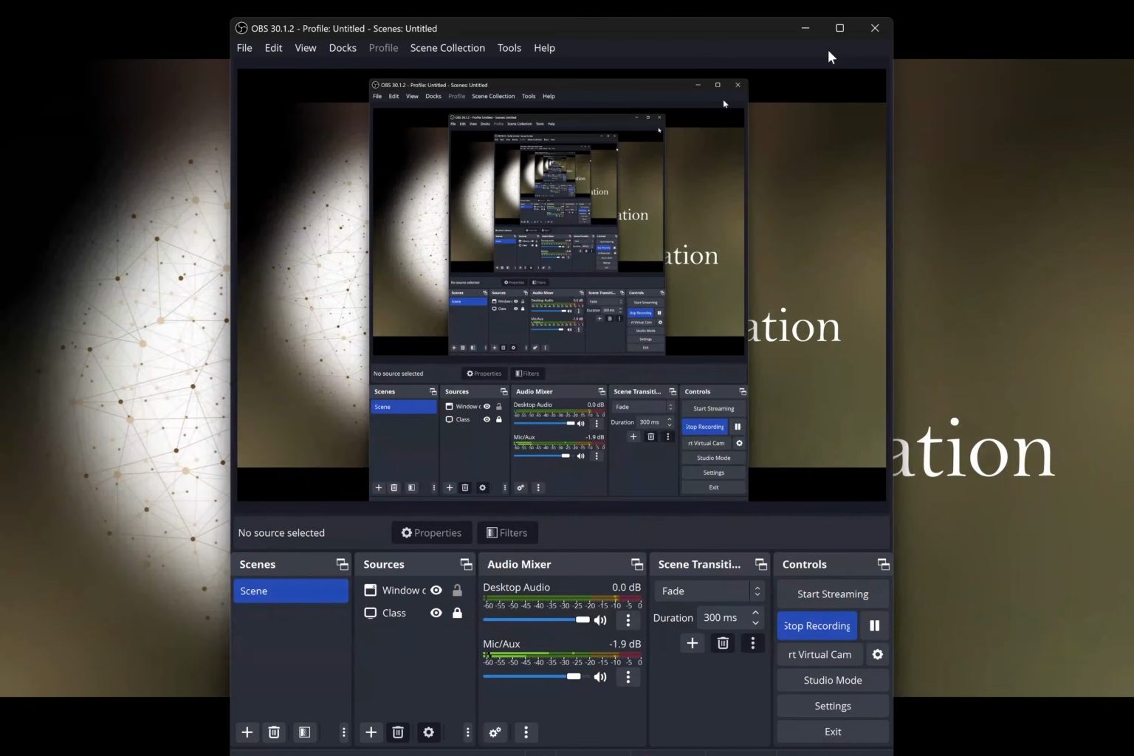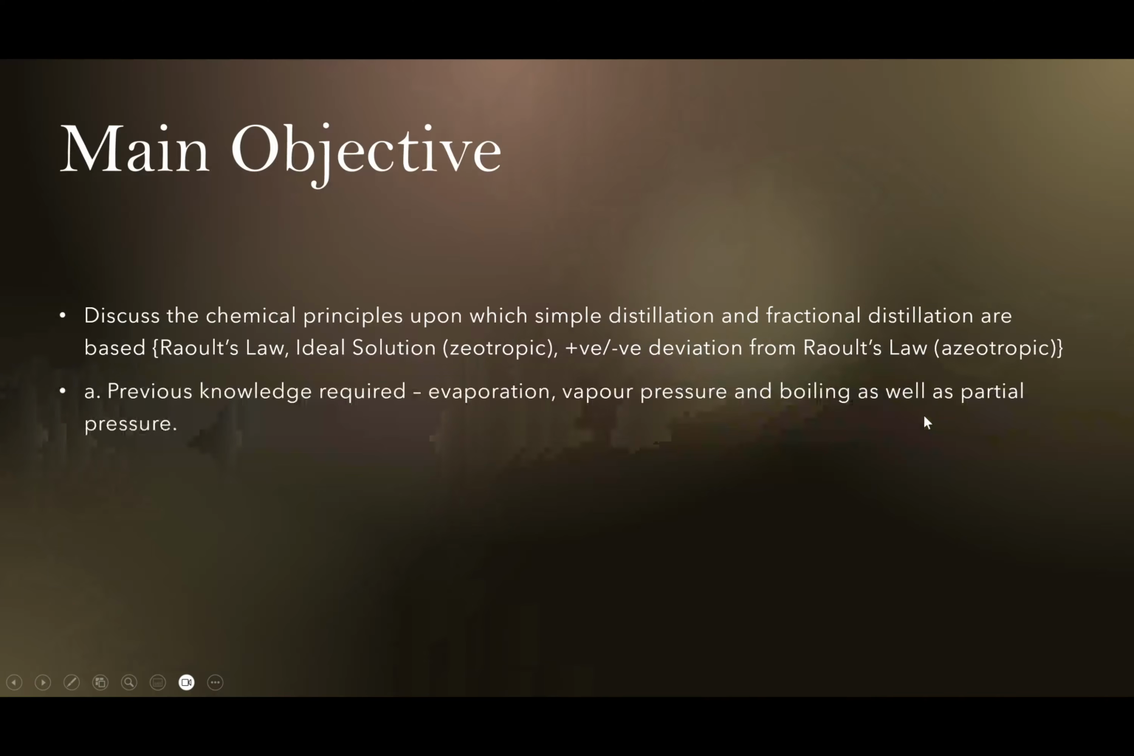All right, let's begin. So the main objective for phase separation really is to discuss the chemical principles upon which simple distillation and fractional distillation are based, which is Raoult's law, ideal solutions as well that are zeotropic, as well as the positive and negative deviations from Raoult's law, which are azeotropic in nature.